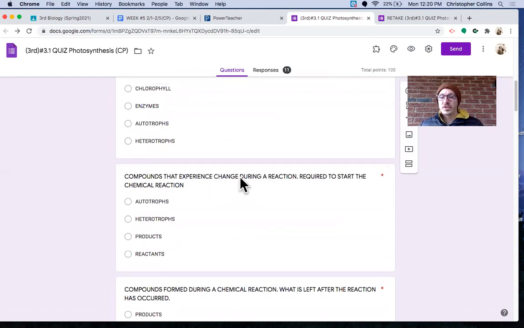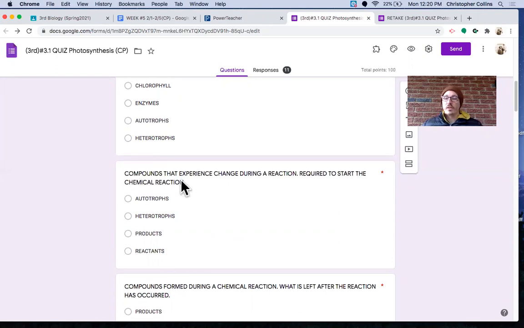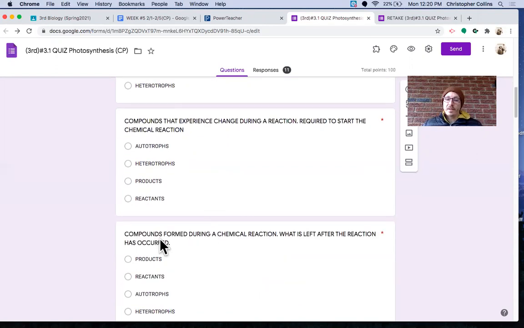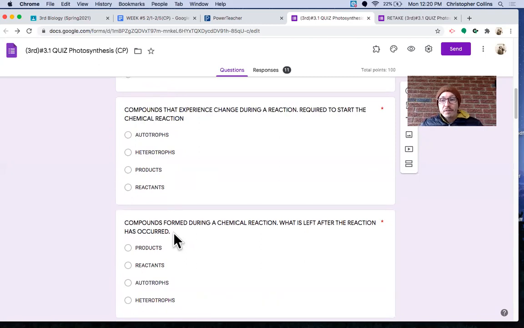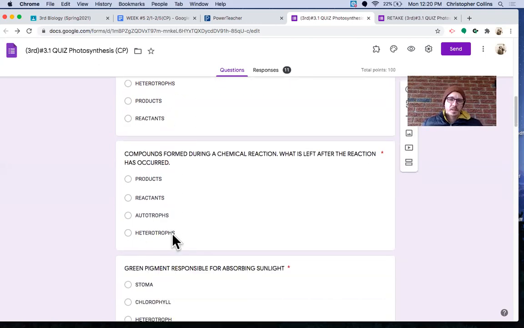Compounds that experience change during a reaction. They're required to start the chemical reaction. These are our reactants. Reactants do the reaction, so reactants are what you start with. And the compounds that are formed during or after a chemical reaction, those are your products, right? So reactants react to produce products.